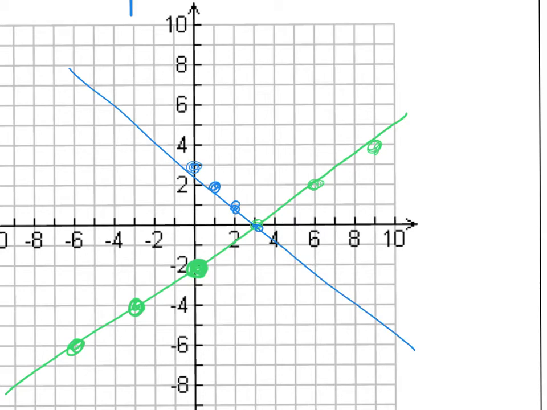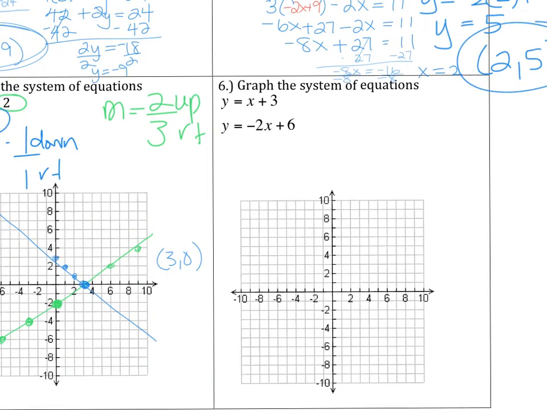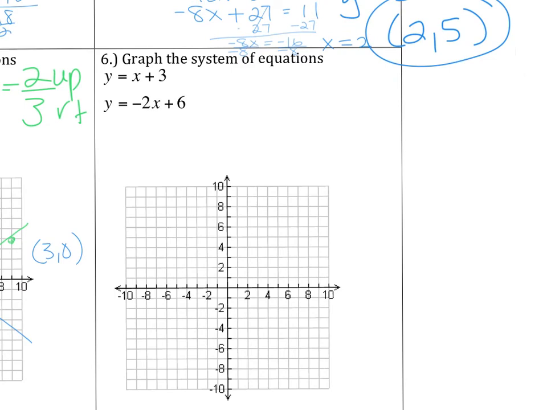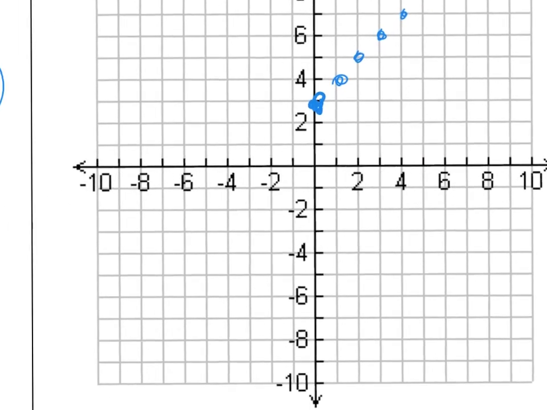Okay, so the answer here is where they cross, which is this dot right there, which happens to be 3 and 0. Okay, next one. I'm going to start at 3 again, but this time my M is positive 1 over 1, so I'm going to go up 1 over 1, up 1 over 1. And I'm going to go backwards too because I want to make sure, like I said before, I'm looking for where they cross, so I want it to be accurate.